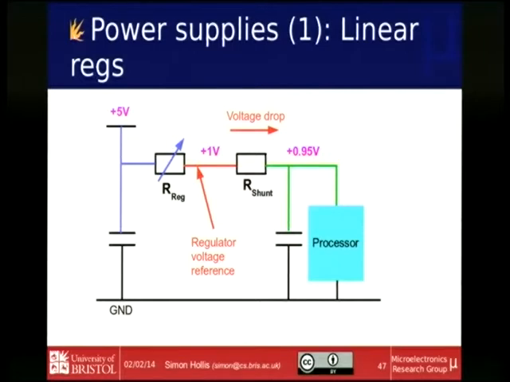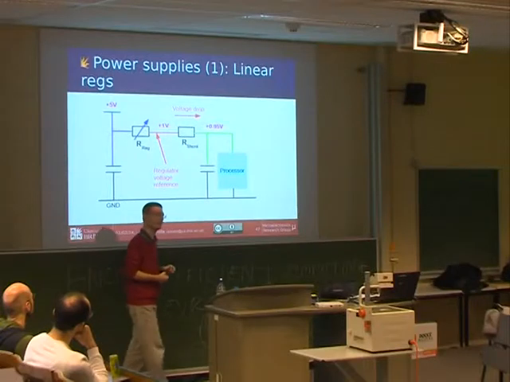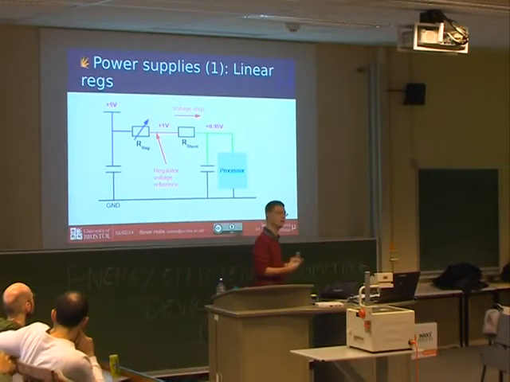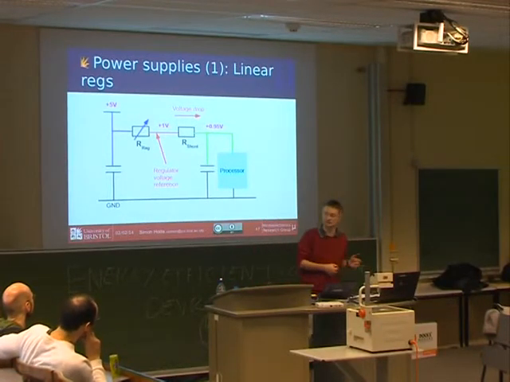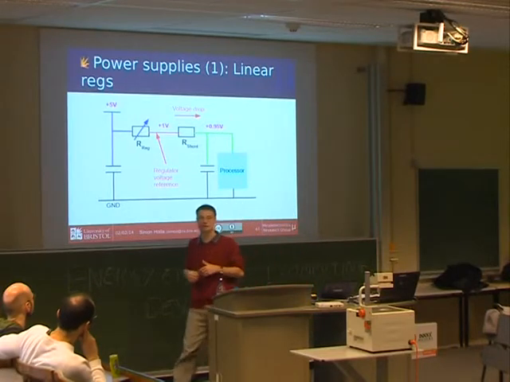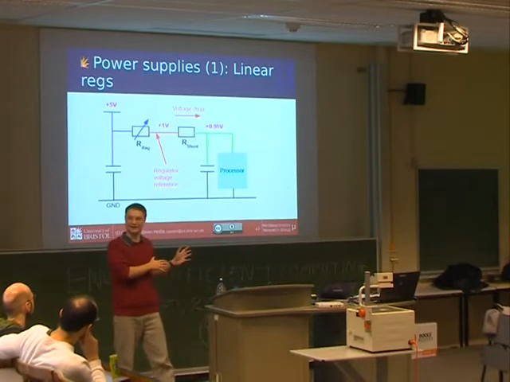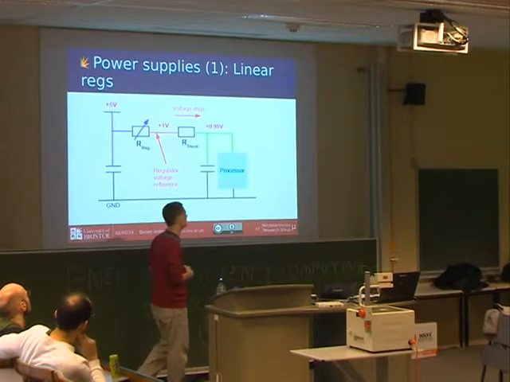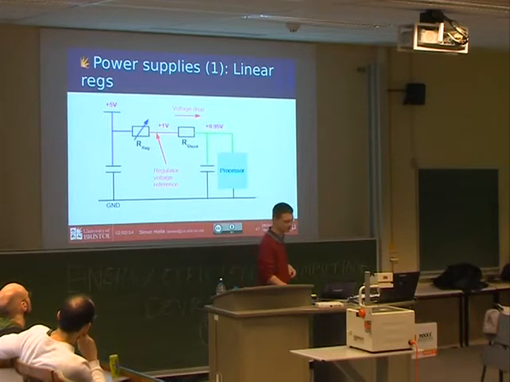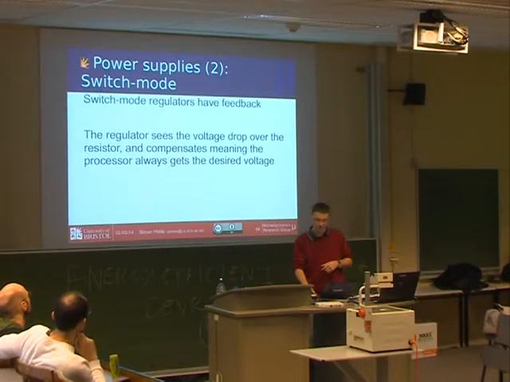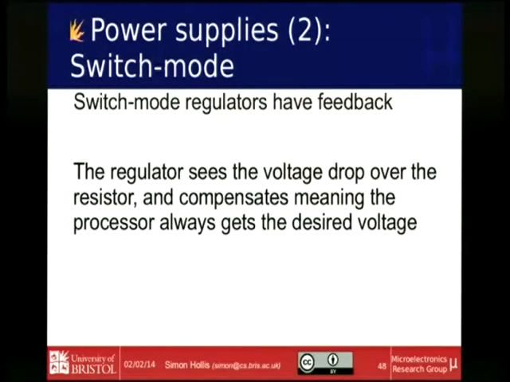The processor will still work, but you're not running it at the same condition that you thought you were. You thought you were measuring it for 1 volt performance. And as Jeremy mentioned in the previous talk, if you drop the voltage, it becomes more efficient. So you've actually changed the energy use of the system by doing the measurement. Again, you've disturbed the system. Now, with switch mode power supplies, we can actually get away from that.